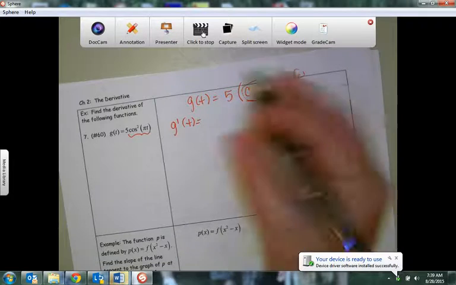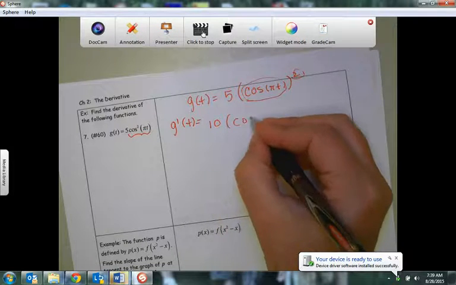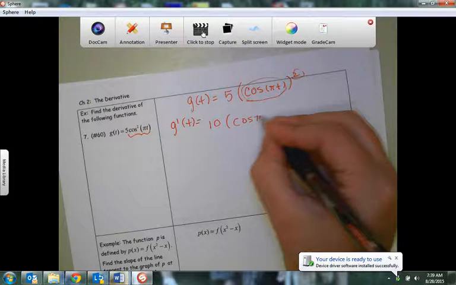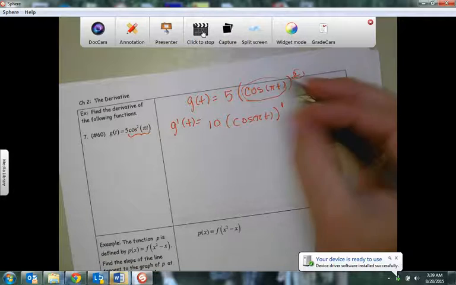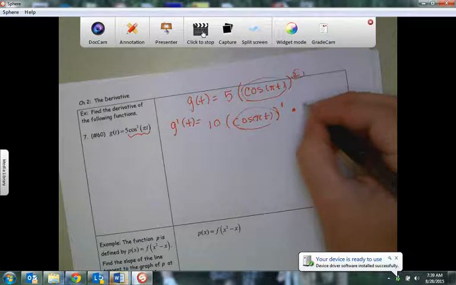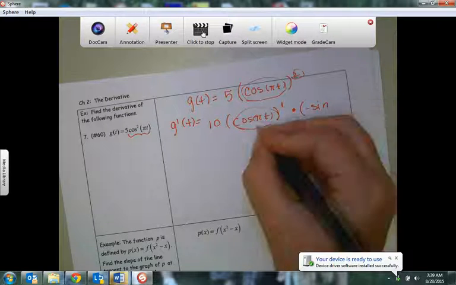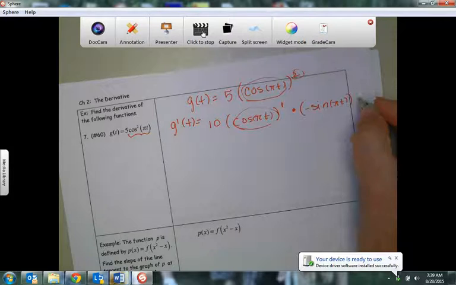So 5 times 2 is 10. Leave the inside alone. Now that becomes to the first power times the derivative of the inside. Well, the derivative of cosine is negative sine. Leave the inside alone. But wait, now times the derivative of the inside again, which is pi.